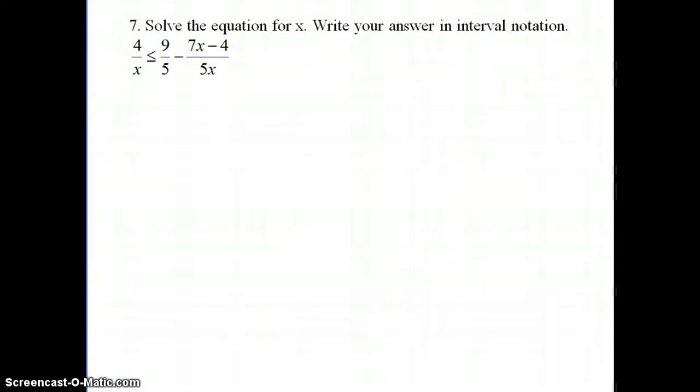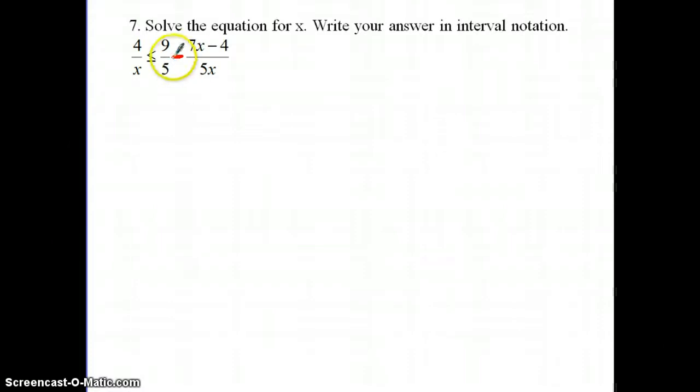We are going to do this one though, and the reason I want to do this one is because of this negative right here. This negative really trips a lot of people up. I can't tell you how many times even honors pre-calculus students fail to distribute the negative. It's a big common mistake.